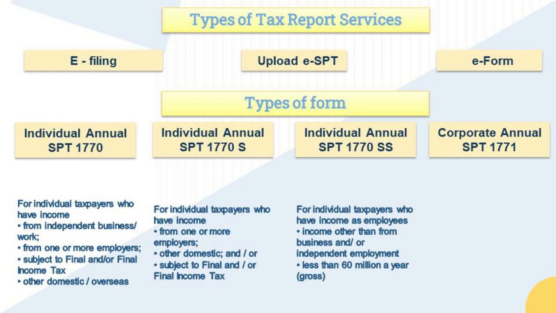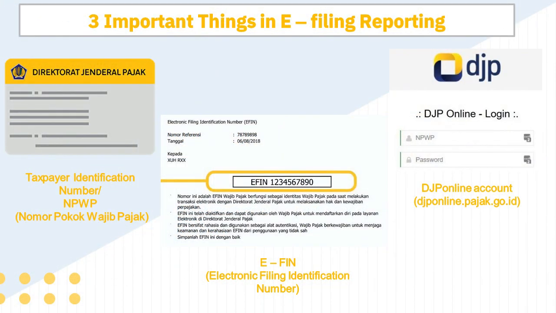And the last, corporate annual SPT 1771. You can report by upload e-SPT and by e-form. This is for corporate or business entities. Next, 3 important things in e-filing reporting. First, taxpayer identification number (NPWP), nomor pokok wajib pajak.